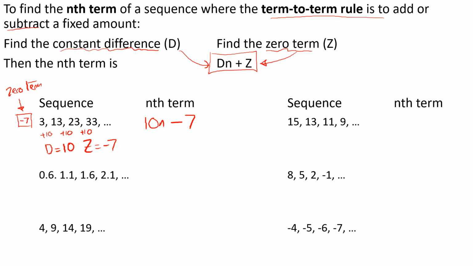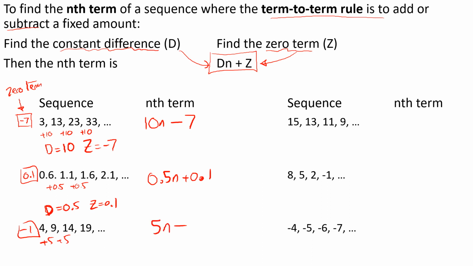Okay, what about the next one? Well, we're going up in 0.5s, so that's our constant difference, and our zero term would be 0.1. So our nth term is 0.5n plus 0.1. We've got a positive zero term this time. And then the one after that, going up in 5s, our zero term would be minus 1, so it's 5n minus 1.